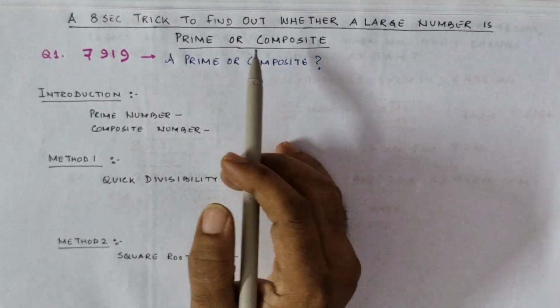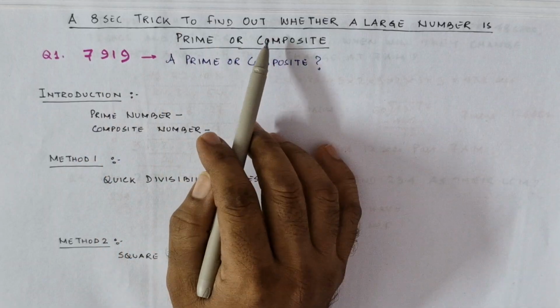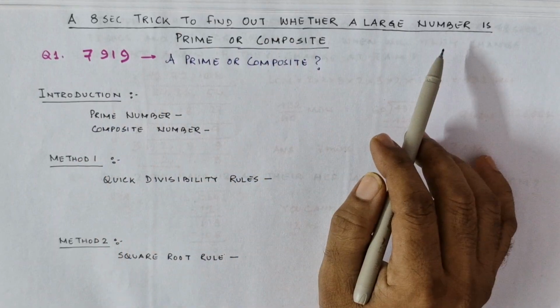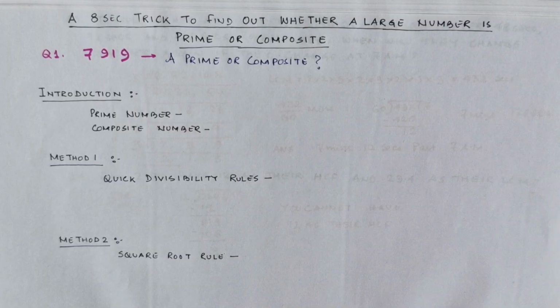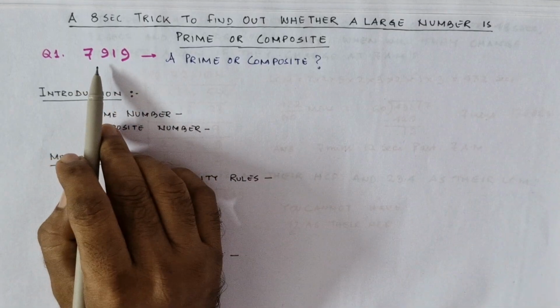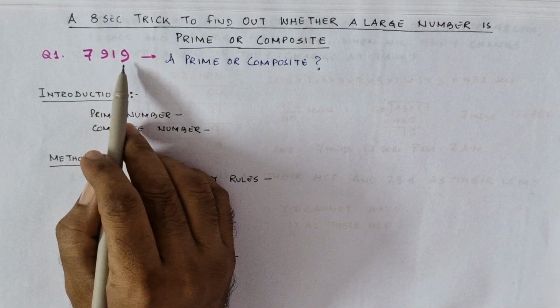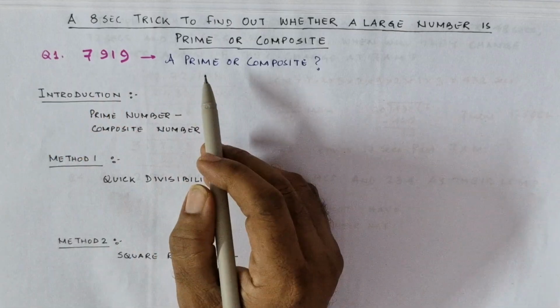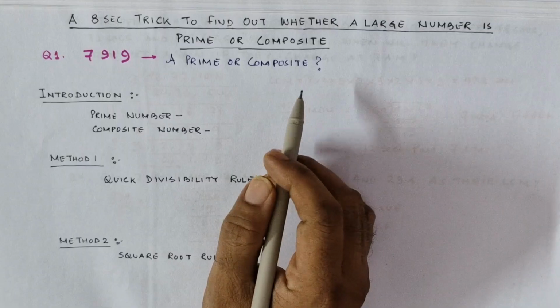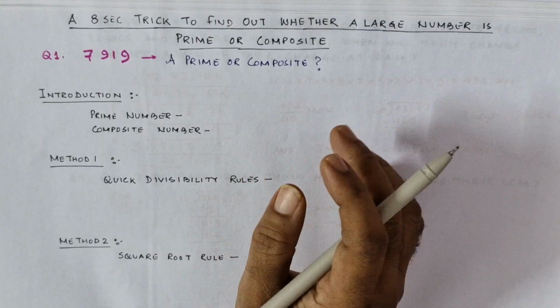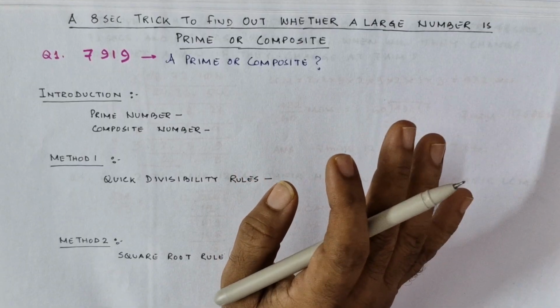Today's topic is an 8-second trick to find out whether a large number is prime or composite. Now see, I have written a number, 7919. The question is, is it a prime or a composite? Now to find out, it looks very scary, right? But I'll show you, do not worry.